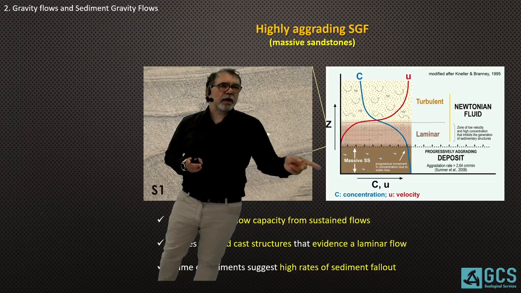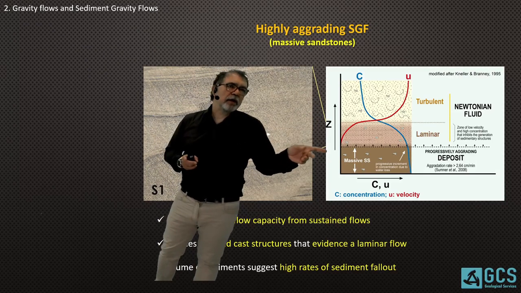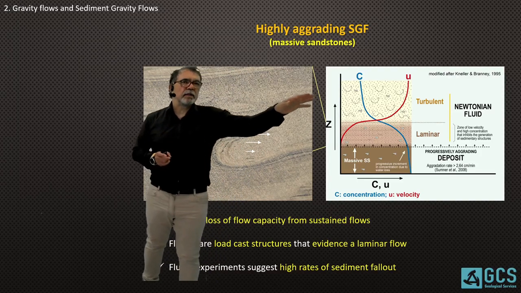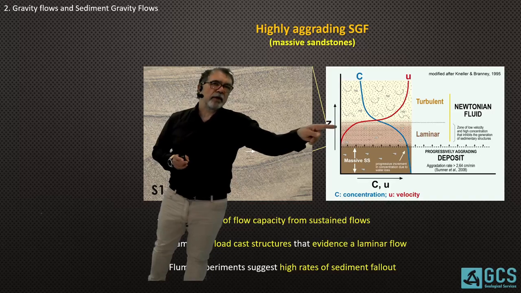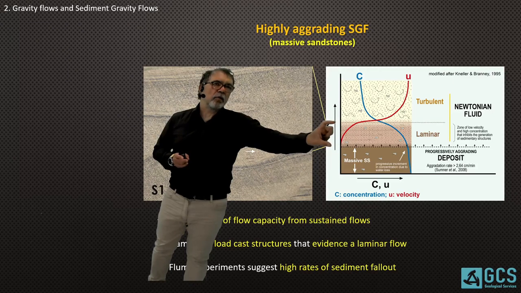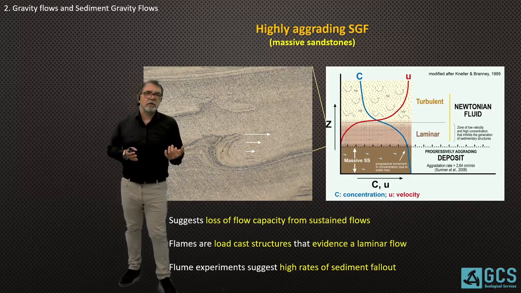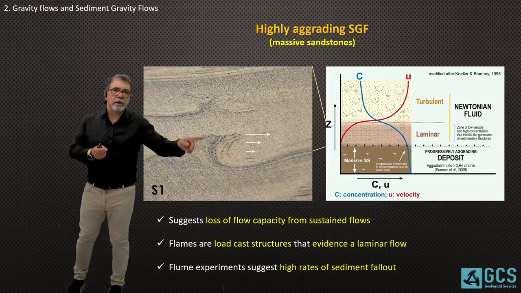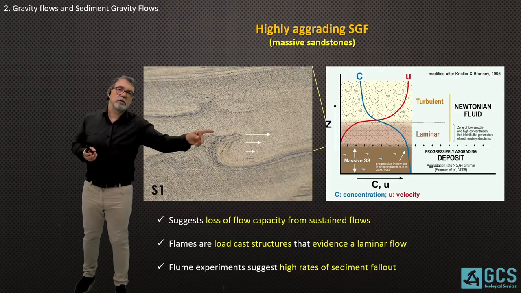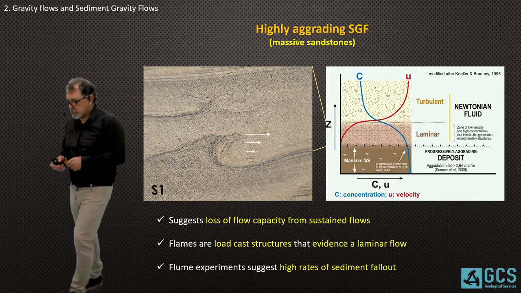According to some experiments, the rate of fallout should be higher than 2.64 centimeters a minute. At this rate of fallout, you will create this laminar flow interval in the lower part that prevents the generation of sedimentary structure. One typical, diagnostic sedimentary structure that allows the recognition of these laminar flow conditions is the flame structure.